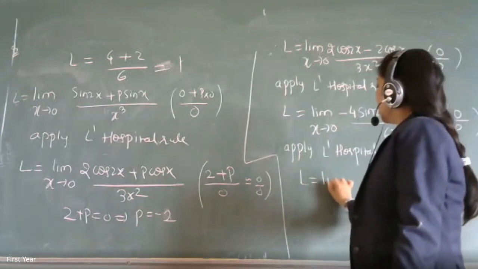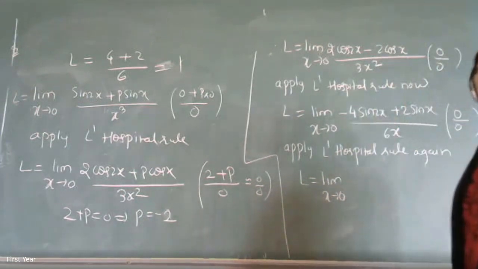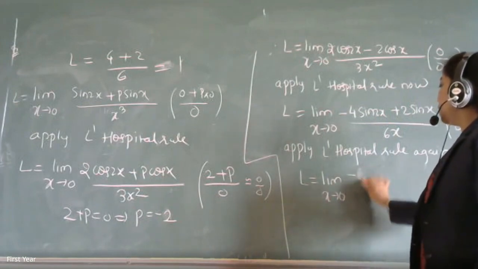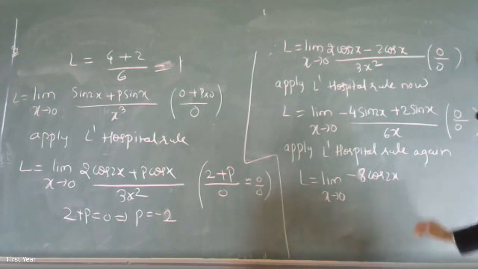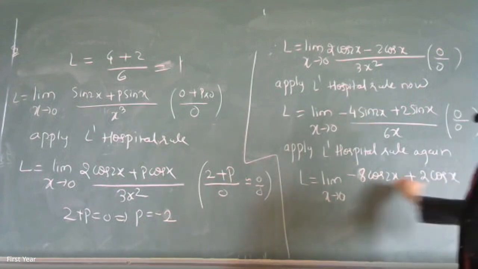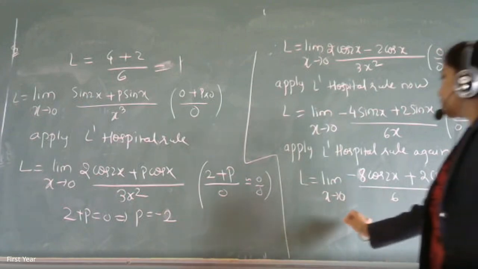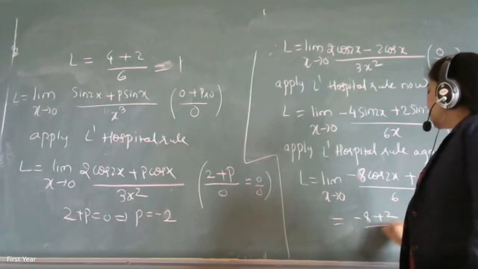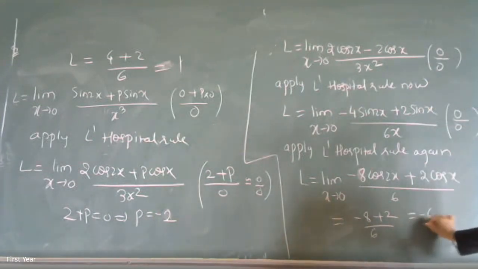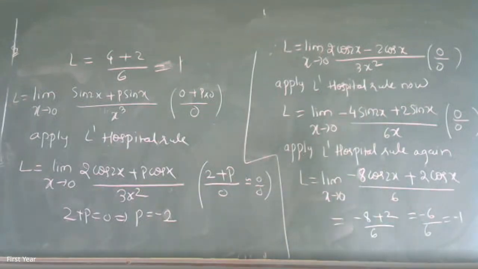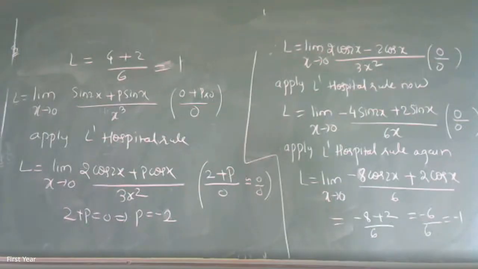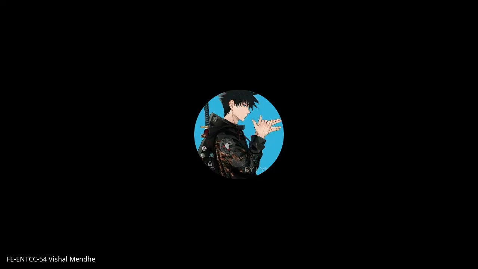So L is equal to limit as x tends to 0. Derivative of sin 2x is 2 cos 2x, so -8 cos 2x plus 2 cos x divided by 6. So put the value of x is equal to 0. That will become -8 plus 2 divided by 6, which is -6 by 6. And that is -1. Okay, everyone? Hello? Is this clear to everyone? Yes, ma'am. Okay. So we'll stop here.